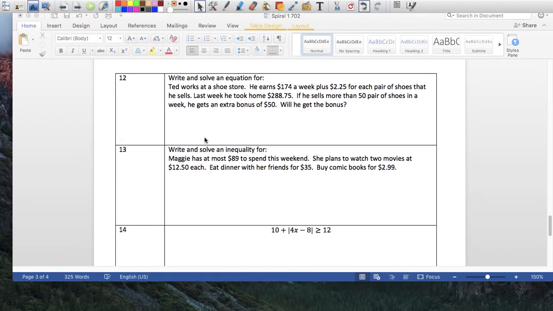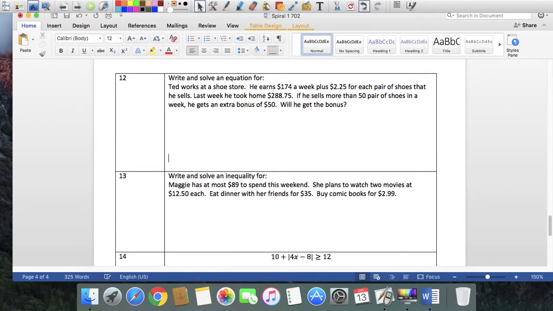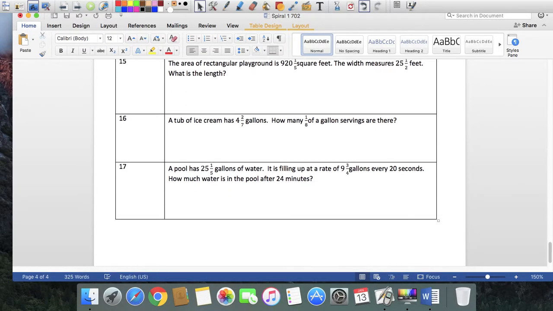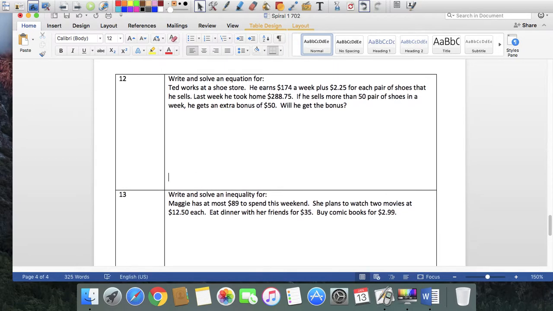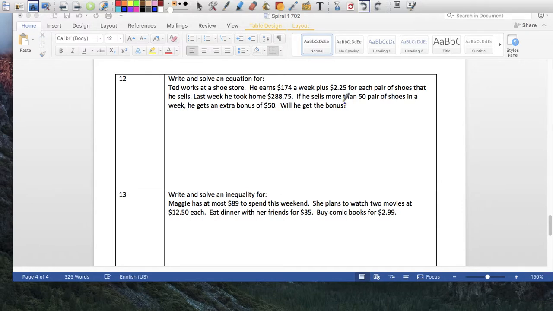More? I think there is more. Hopefully not too many more. Number 12. Hopefully you did this in two parts. Ted works at a shoe store. He earns 174 plus 2.25 per pair. Last week, he sells more than 50 pairs of shoes in a week, he gets an extra bonus of 50. Will he get the bonus? I have no idea.